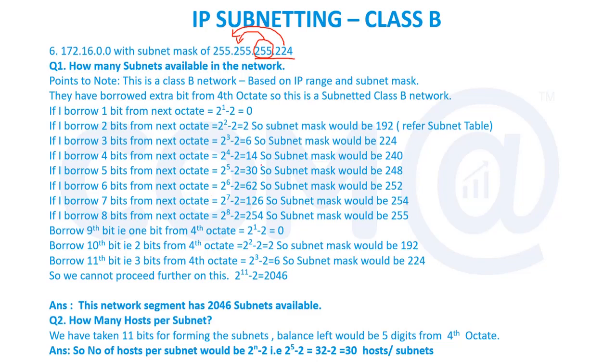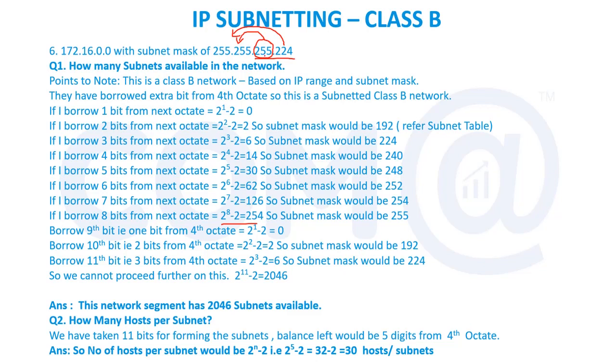I'm just doing the calculation here. 8 bits is completed, so that is over. I'm just going to the next portion, 2 power 1, 2 power 2, 224 is 2 power 3. So 6 subnets. Now here 3 bits I'm borrowing. Here already 8 bits are there. So 8 plus 3, 11. So in total I have to borrow 11 bits for getting this particular subnet mask.